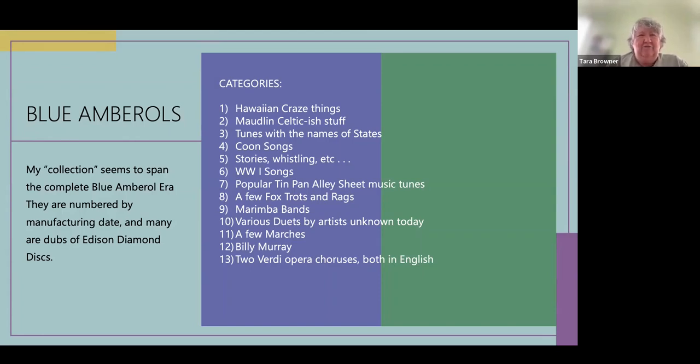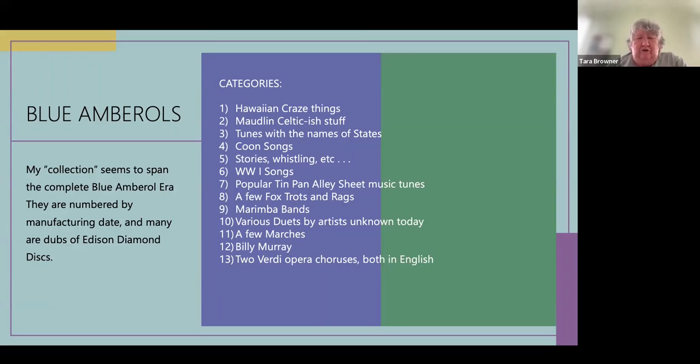So I had to just create categories for them as I started to clean them and then shelve them. And what I found in my particular collection is lots of things from the Hawaiian craze of that period of time. An awful lot of what I call maudlin Celtic-ish stuff. I mean, 5 different versions of I'll Take You Home Again, Kathleen. I probably have 20 cylinders where the tunes have the names of states.